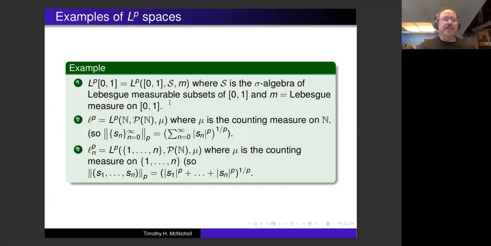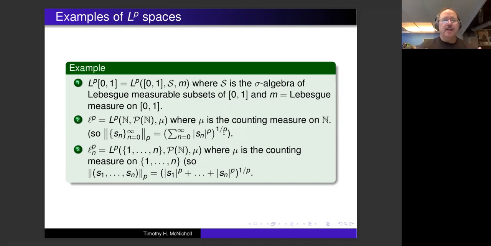Okay, so here are some prime examples of L^p spaces. First is L^p[0,1]. Well, we just look at the Lebesgue measurable functions on the unit interval, where m is the usual Lebesgue measure on [0,1]. Then we can start to play games like the following. We start with the natural numbers and take the counting measure on the natural numbers, and then we can take that space's L^p space, and we call that little l^p. A short little calculation shows that what we're really talking about here is the p-summable sequences. In particular, the p-norm of a sequence s_n is just the sum from 0 to infinity of the absolute value of s_n to the p, all raised to the 1 over p.